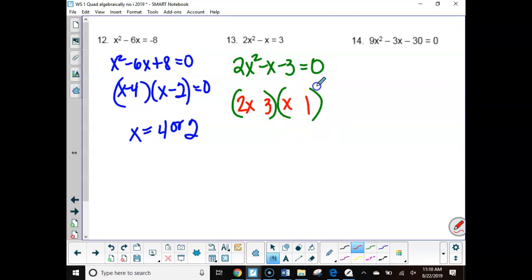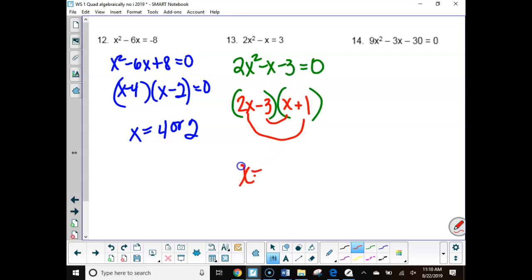The way I wrote it, I just did whatever came to me. Now, if I do the outside and inside terms here, I get a 3x and a 2x. Can I make that give me a negative 1x? If I'd had a negative 3x plus a 2x, I'd get a negative 1x in the middle. And negative 3 times 1 still gives me the negative 3 at the back.